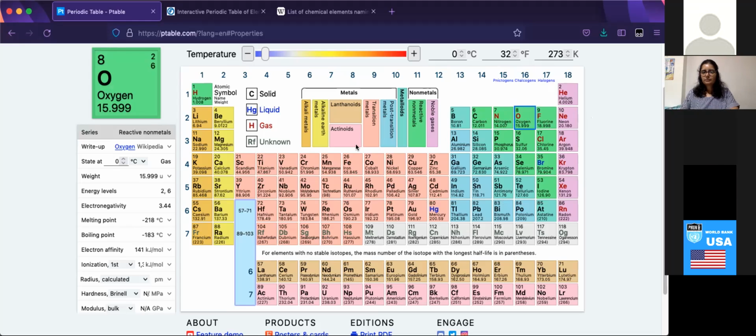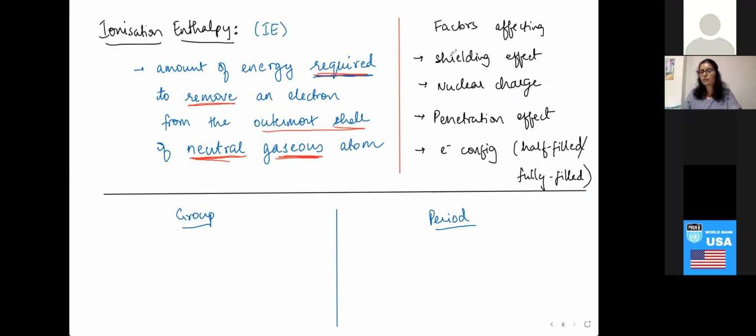So you guys clear about these 4 points, how these factors affect ionization enthalpy? Yes, ma'am. Okay, awesome.